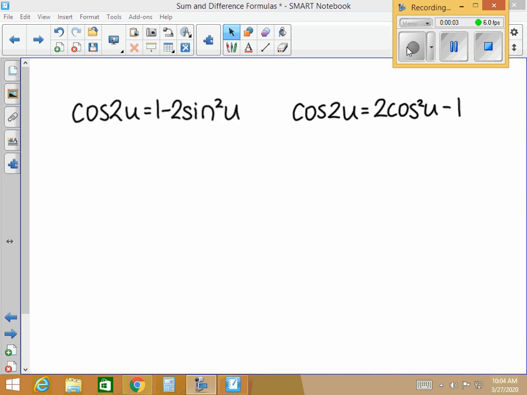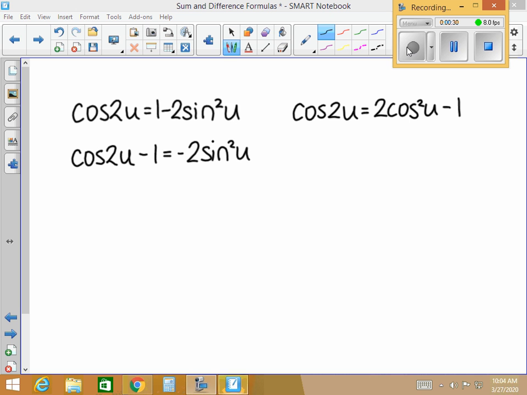For the next part of this section, I do want to start out with these two equivalencies up here on the board. And we're going to talk next about what are called power reducing formulas. As we work with these, hopefully that will become more clear what that means. Okay, let's take the left equation here, and I want to solve it for sine squared u.